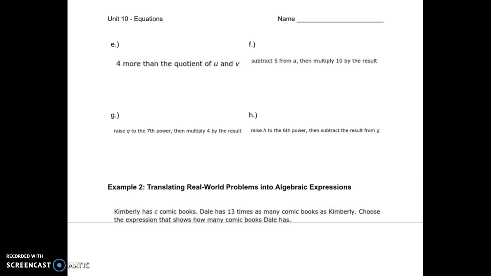So it says 4 more than the quotient of U and V. So more than means plus, and it's going to come after. Quotient means to divide. And when we put this in, we're going to put it as a fraction. Because remember, a fraction bar means to divide. So U goes first, or on the top. V goes second, or on the bottom. So we're going to say U divided by V. And then that more than is going to come after. So we're going to add 4.